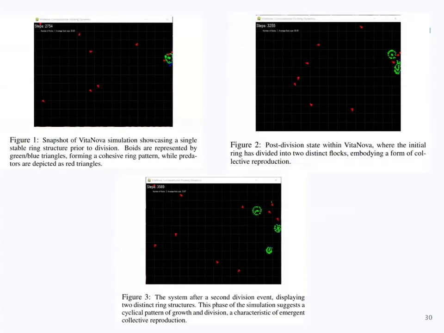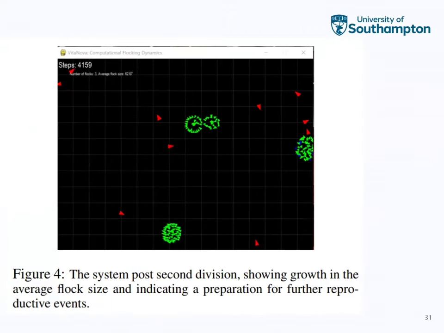Some snapshots of the screen, some critical moments. We observed it.